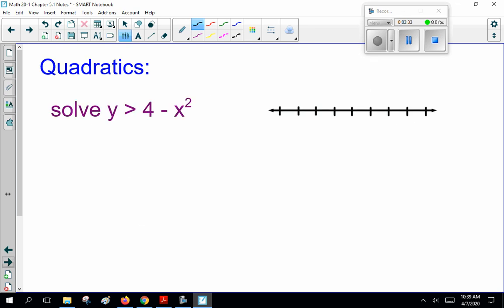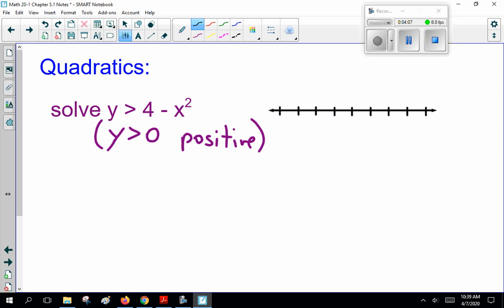Now, here's the tough one. Solve y is greater than 4 minus x squared. Now, this one is a little sneaky because it's not immediately obvious, but you want to say y is greater than. And remember how we had it set equal to 0 now? But the greater than sign means y is greater than 0 or positive. That's the sneaky thing you have to remember here. So we're looking for positive numbers.